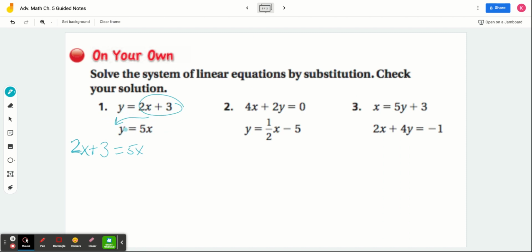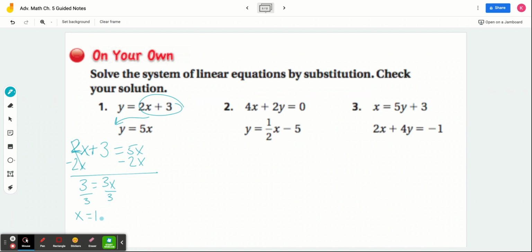Remember, these are two separate equations and we're trying to find the point of intersection. Now that we have substituted one expression into the second equation, we can solve for the variable. So we're going to start by subtracting 2x from both sides. We're left with 3 equals 3x. To get x by itself, we can divide both sides by 3 to find that x equals 1.